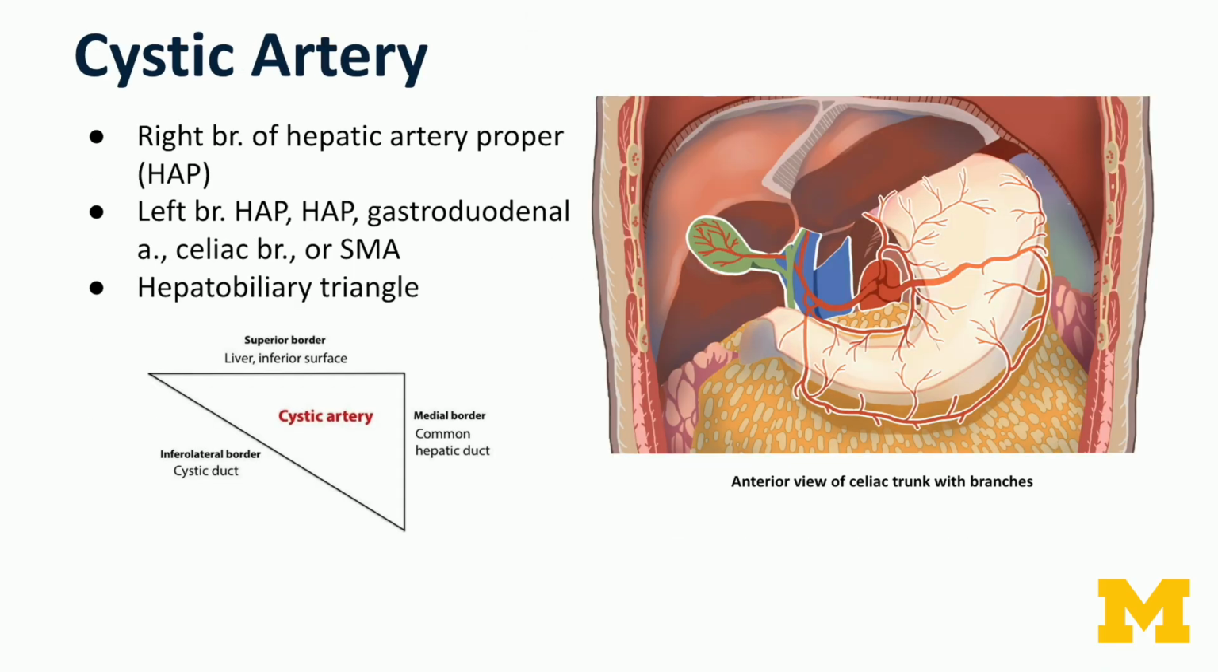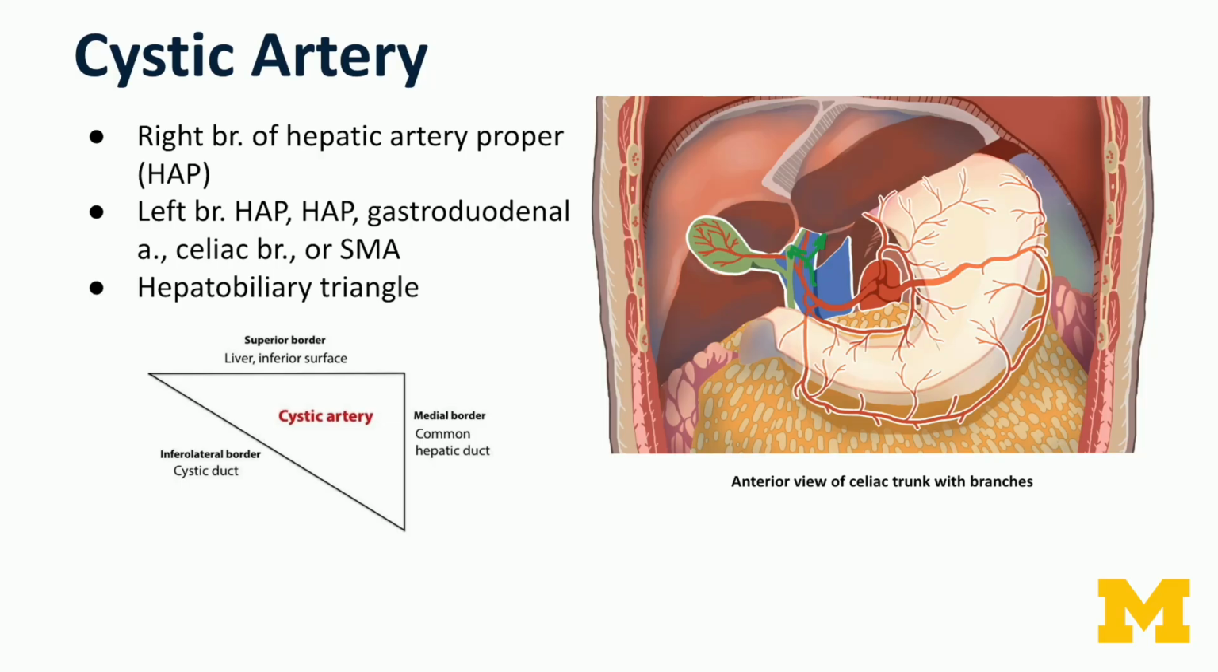So it's important that we understand where the cystic artery comes from and where it can reliably be found. Typically, the cystic artery is a branch of the right branch of the hepatic artery proper. So here we can see the hepatic artery proper coming from the common hepatic artery. There's a left branch and a right branch of that. And 9 times out of 10, the cystic artery originates from that right branch.